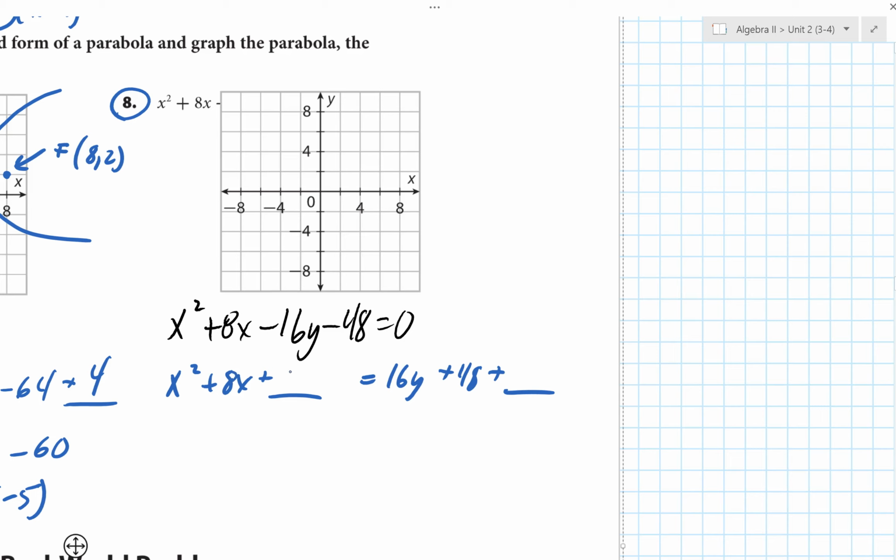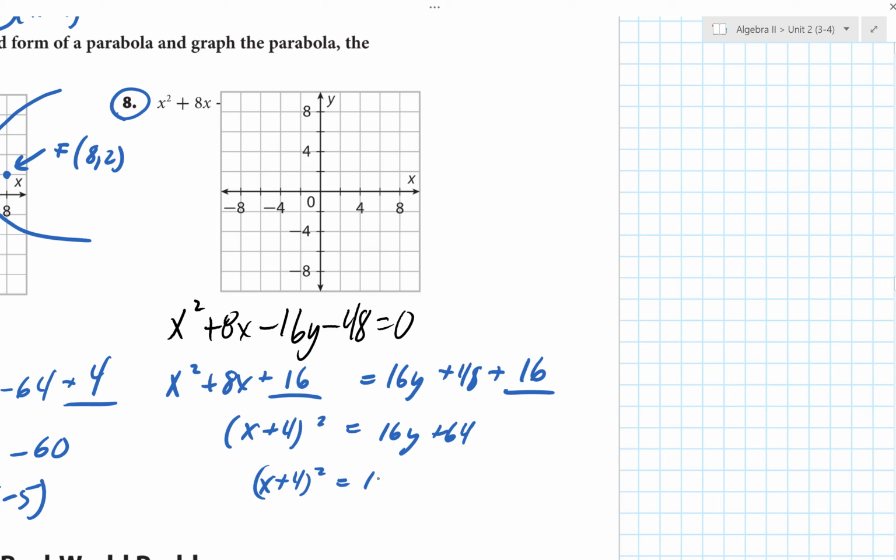16. That's right. Half of 8 is 4, squared is 16. So we add 16 to both sides. And now this is x plus 4 squared equals 16y plus 64. And that is x plus 4 squared equals 16 times y plus 4.